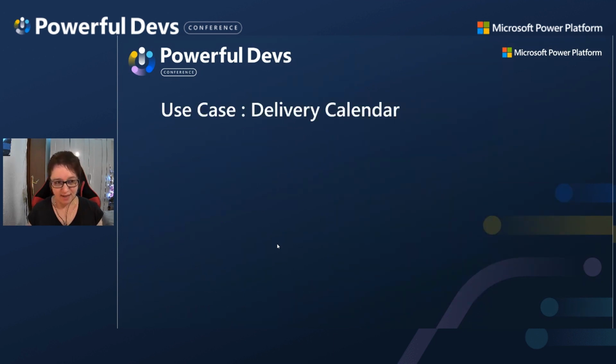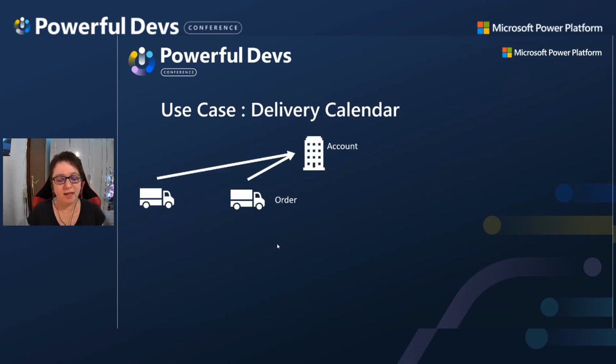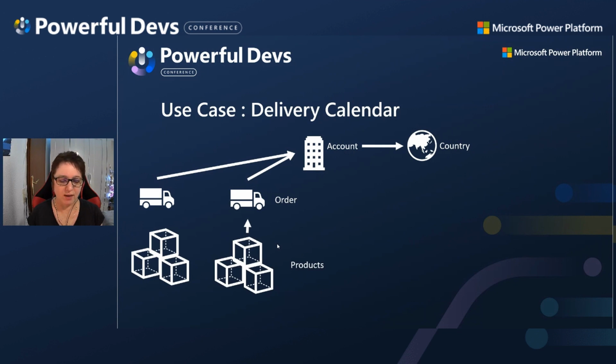So let's have the use case, a delivery calendar. We have a customer who has to make deliveries. So we have the order table that has to be made to an account, and it's placed in another country. Each of these are on the Dataverse, some lookups. And we have the products that have to be delivered with this order.